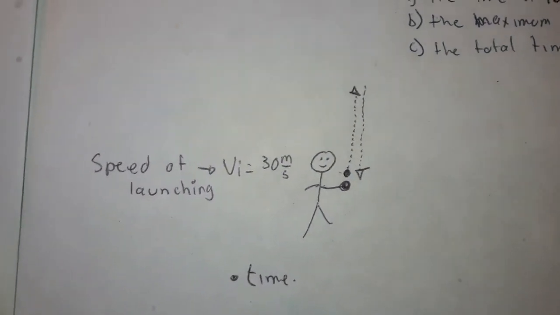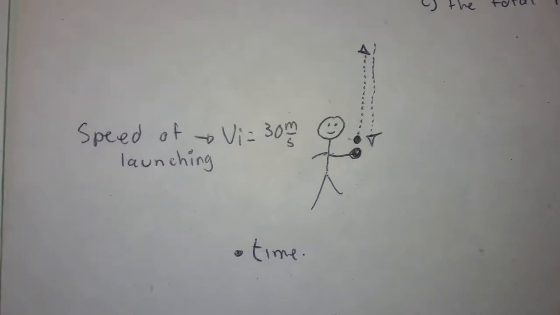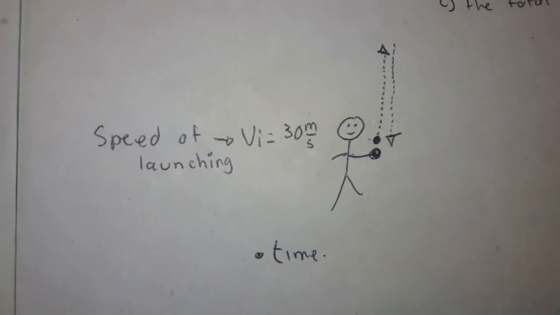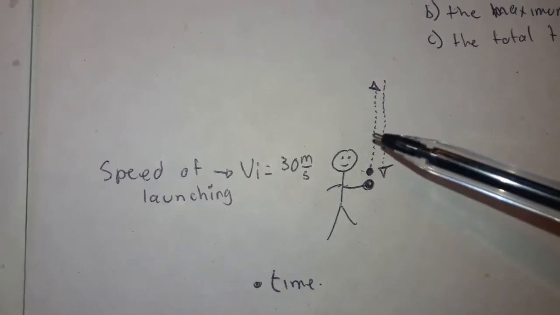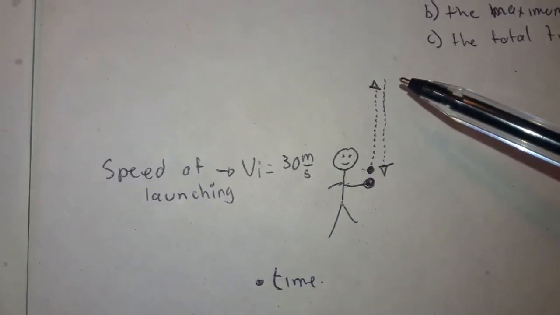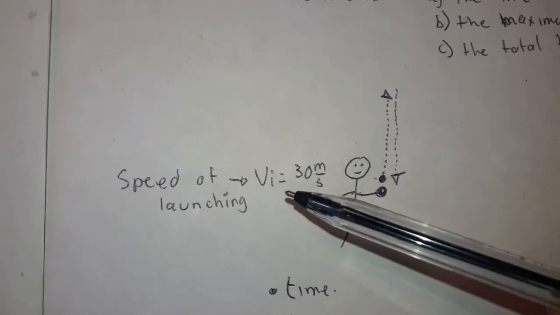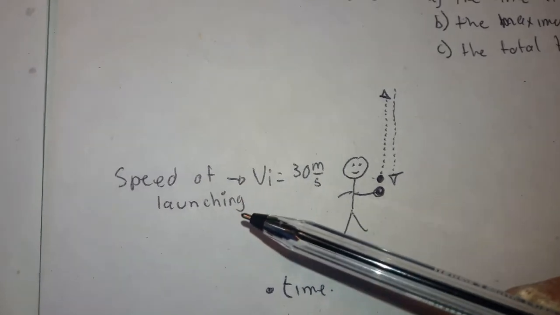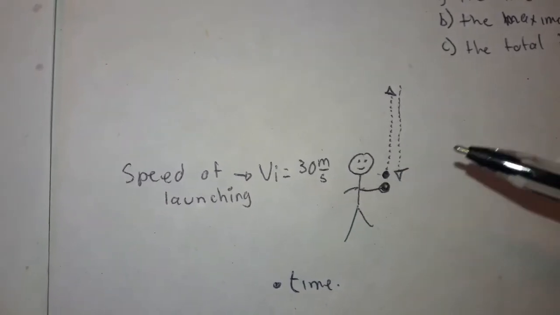I already have the situation here. I have a person who is throwing an object, it can be a ball, upward. That ball will get to the highest point and it will go down again. All this occurs with this initial data you have: the speed of launching, the initial speed when it goes up, that is 30 meters per second.